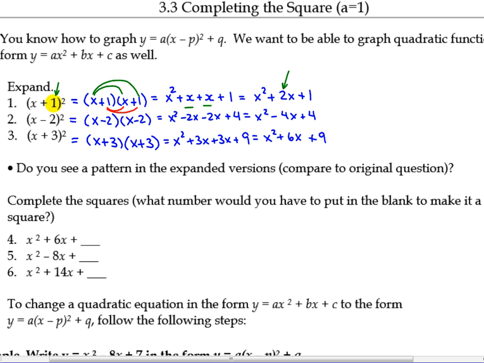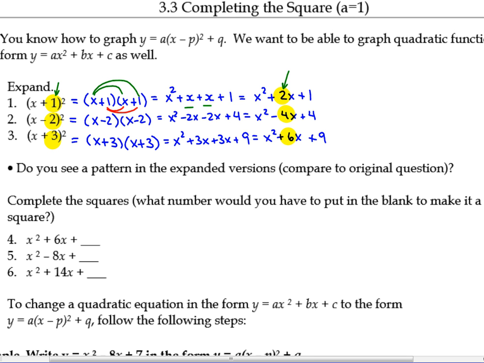So notice the 1 compared to the 2, the negative 2 compared to negative 4, and the 3 compared to positive 6. What do you notice? What's the pattern here? It's multiplied by 2. It's double. And that makes sense because the middle terms are the same thing. So if you're adding two things together that are the same, it's just going to be 2 times that number, right? 3 plus 3 is the same thing as 2 times 3. 6 plus 6 is the same thing as 2 times 6, right? So they're doubled. That's really important.